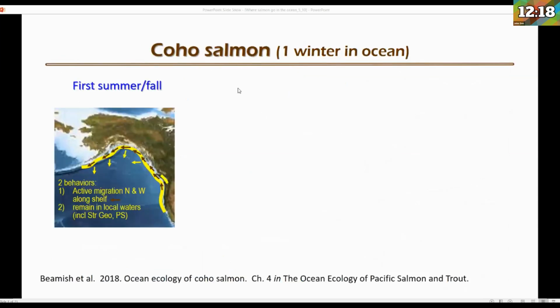Okay, so here is Coho salmon. Again, this is just one winter in the ocean. And during their first summer and fall, we actually think they have two general behaviors. One is active migration, where they're moving north and west along the shelf, and this is indicated by the brown arrows. And then the other behavior is to remain in local waters. So they're really not going very far. They come out onto the shelf and then more or less hang out there. And that includes populations that are in Strait of Georgia and Puget Sound.